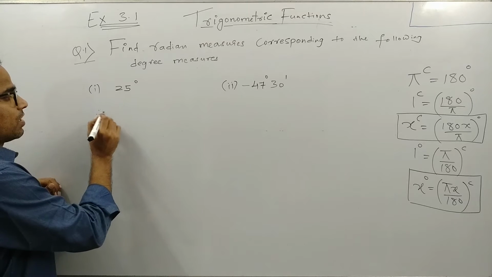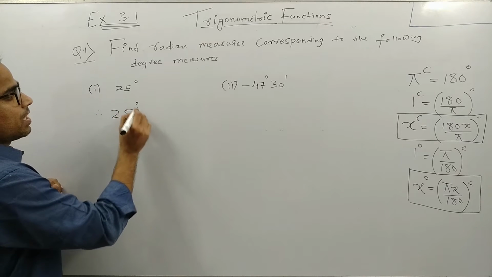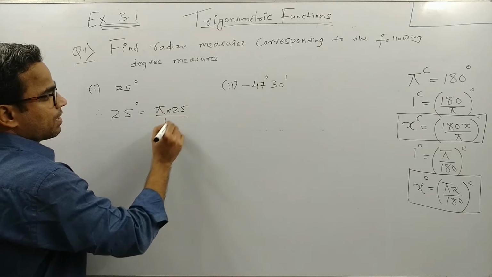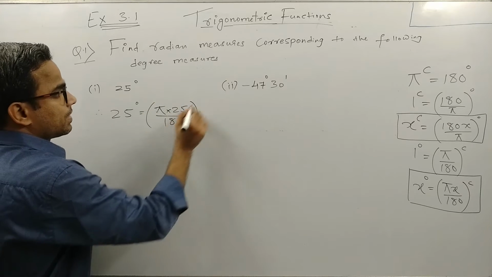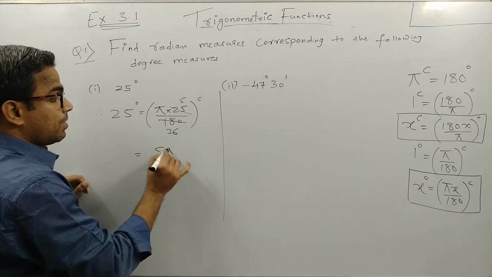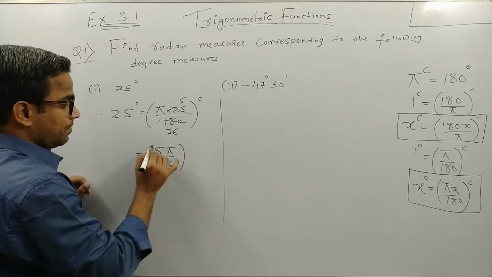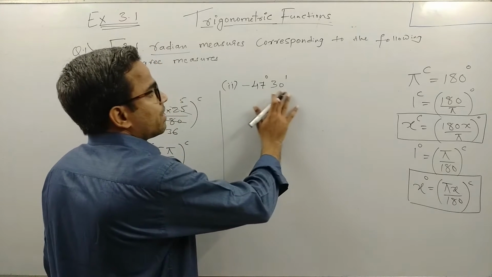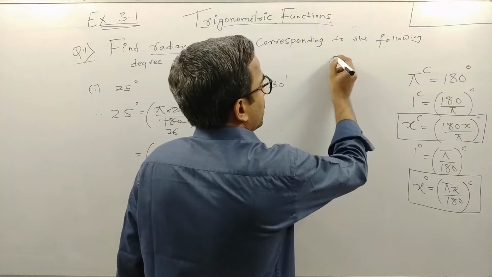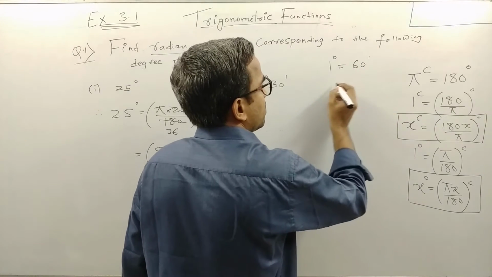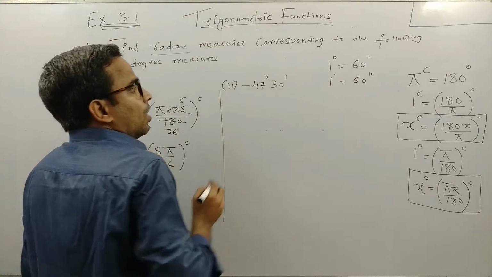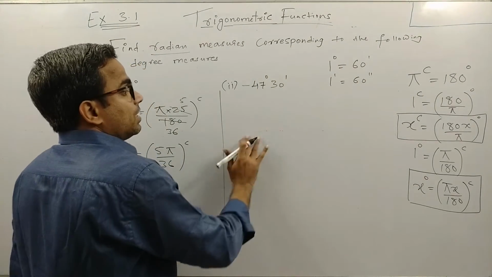So 25 degree is equal to pi into 25 divided by 180 radian, which gives 5 pi by 36 radian. Our next is minus 47 degree 30 minutes. You may know that 1 degree corresponds to 60 minutes, and 1 minute corresponds to 60 seconds. So we have been given minus 47 degree 30 minutes.